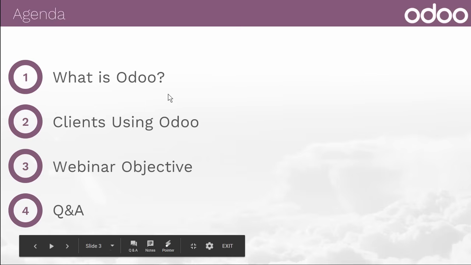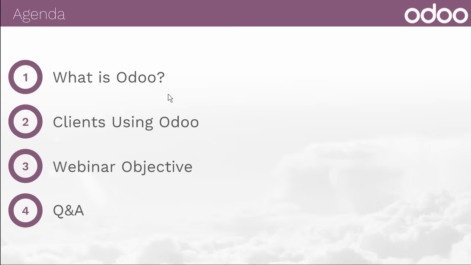So the agenda of the day: we will see what is Odoo first, a short presentation about the clients using Odoo, and also a presentation of the solution. Then there will be time to go to the webinar objective. I will show you the different steps to manage your shop. Then we'll go through the demo, and then we will do a quick Q&A.